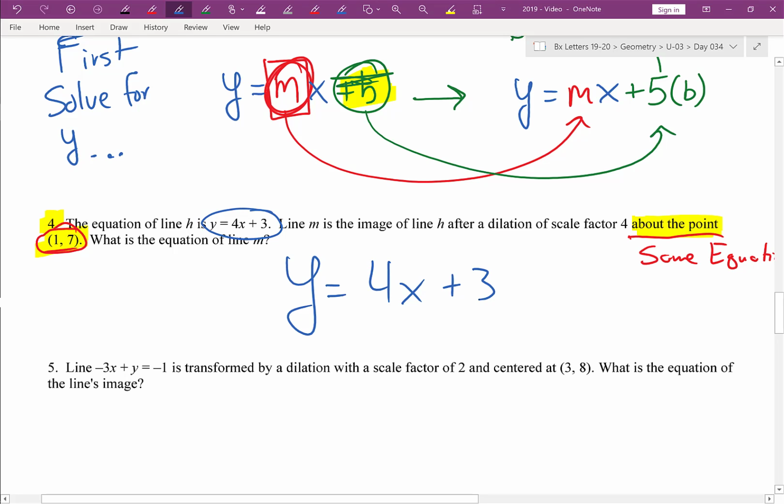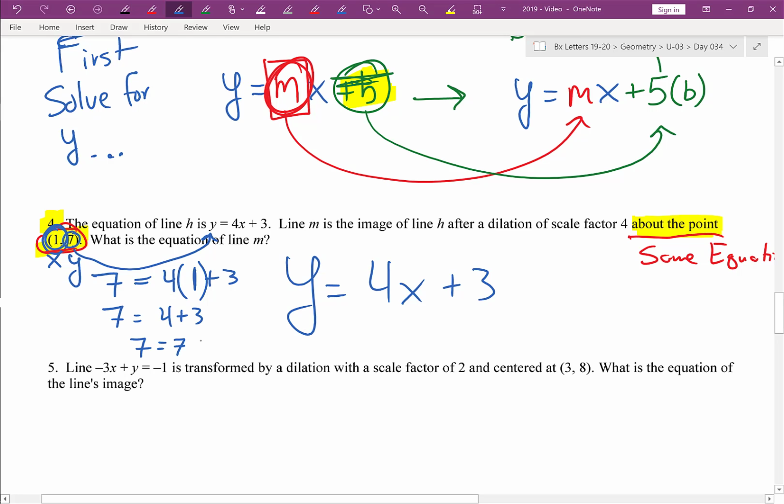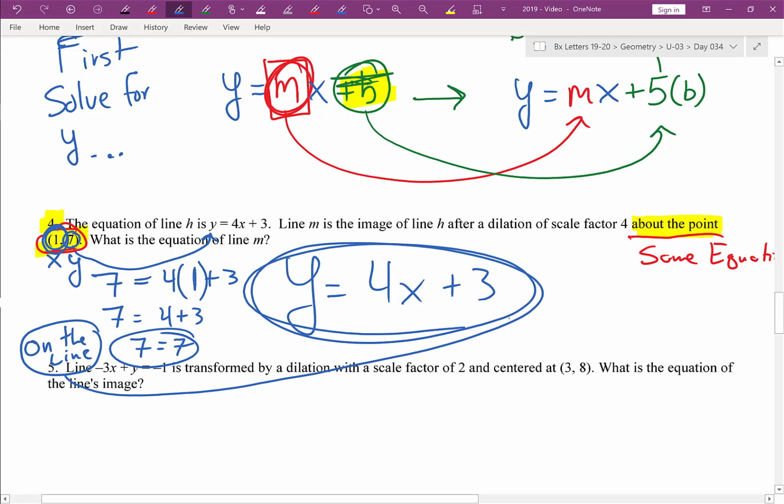But if you want to verify that, points are in the form of an x and a y, and you could substitute that 7 in for y. So instead of y equals 4x plus 3, I could put a 7 for y. I could delete that x, and I could multiply by 1. And then 7 is supposed to equal, well, 4 times 1 is 4, and then plus 3, yeah, 7 is 7. That's how I know it's on the line. And then once you see that, this is your equation. You're just copying. It's the same equation.